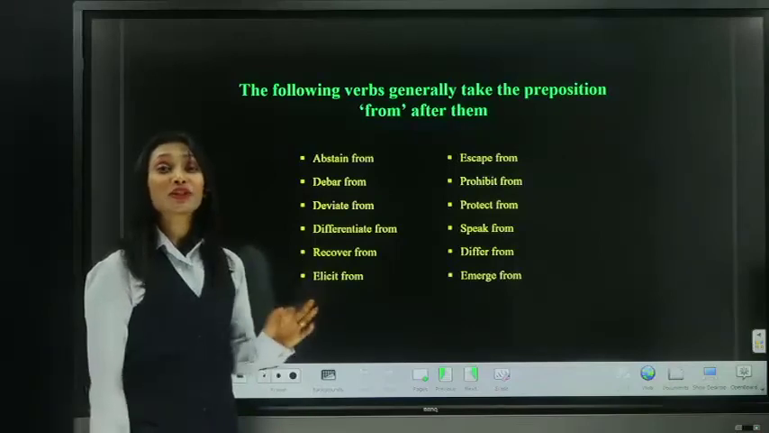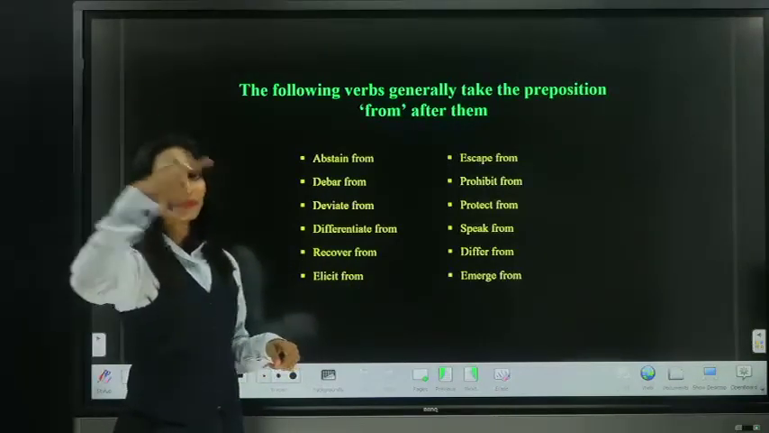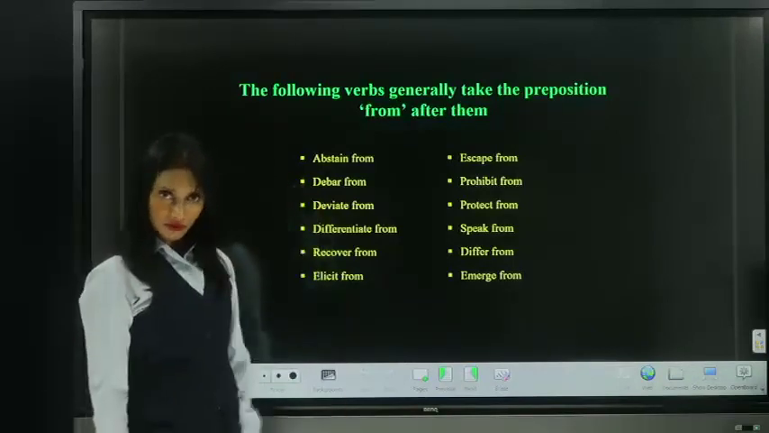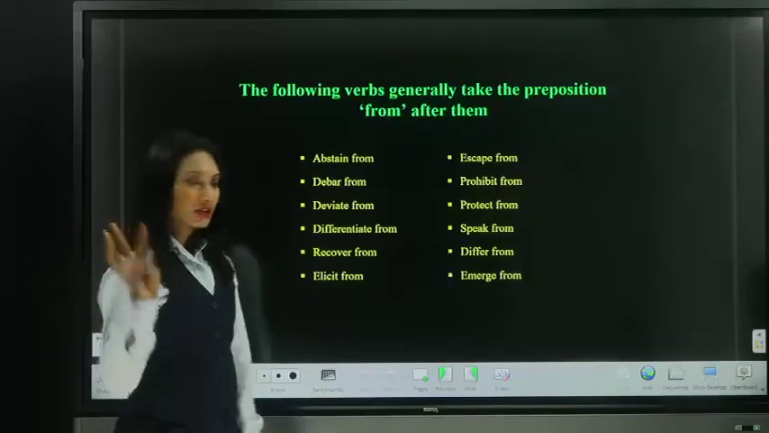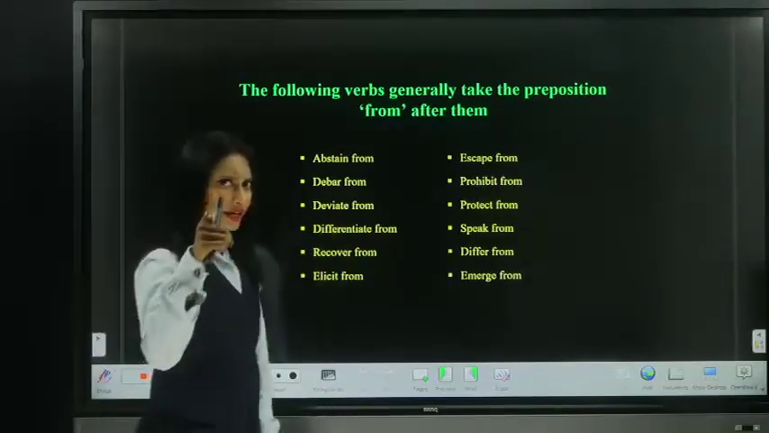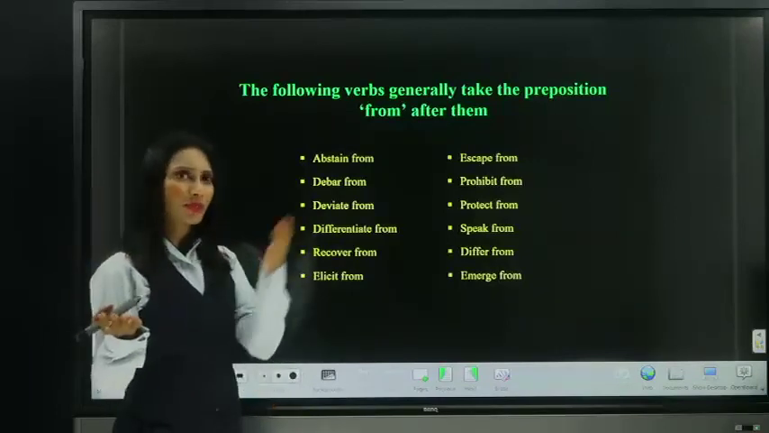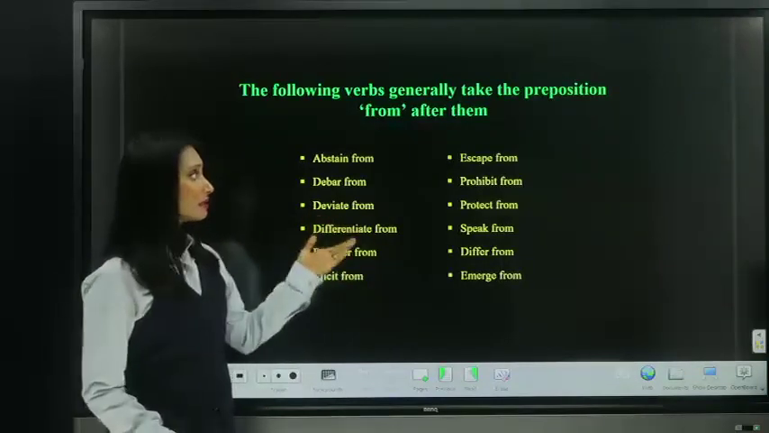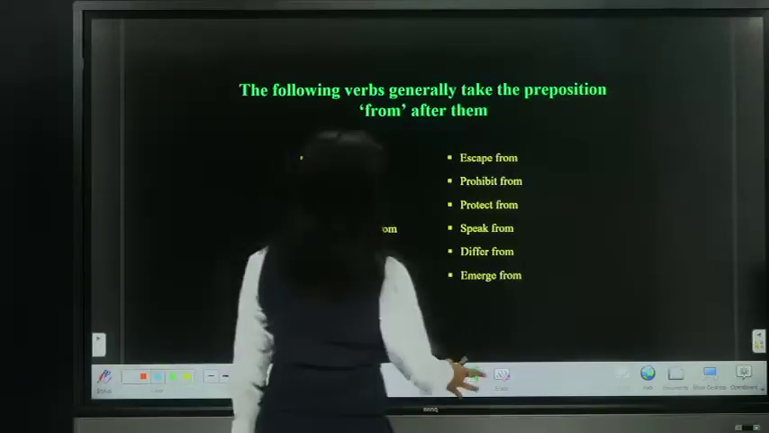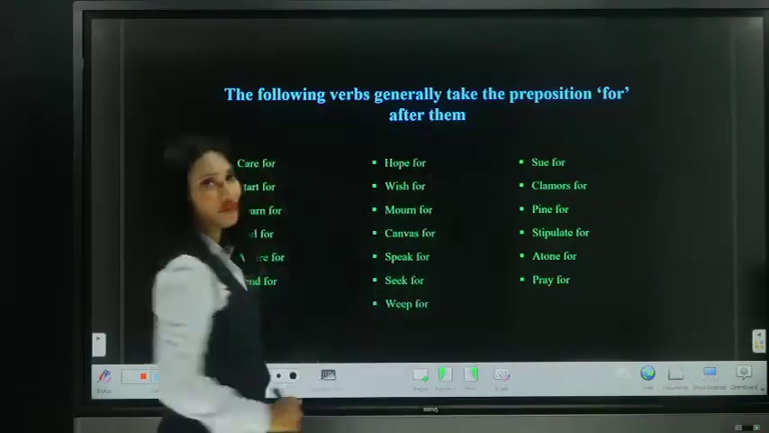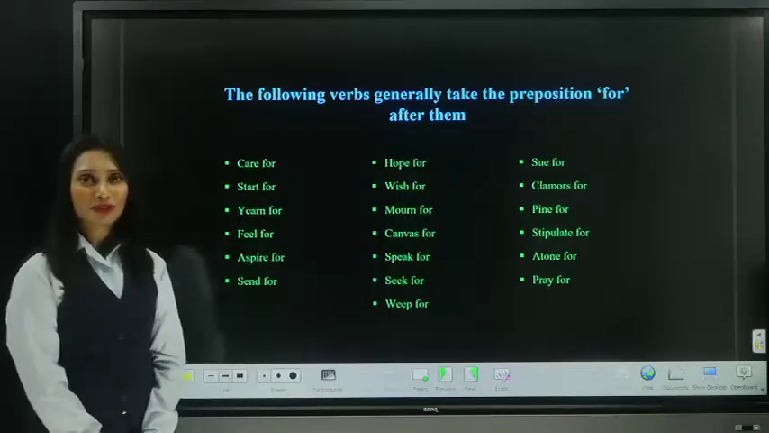He abstained from drinking alcohol. Abstinence as a noun, abstain as a verb, always followed by from. He is debarred from the examination center. Do not deviate from the topic. Can you differentiate this one from that one? So these are the list of verbs which are followed by from. Now let's move on to the next one, preposition for. This list of verbs is always followed by preposition for.